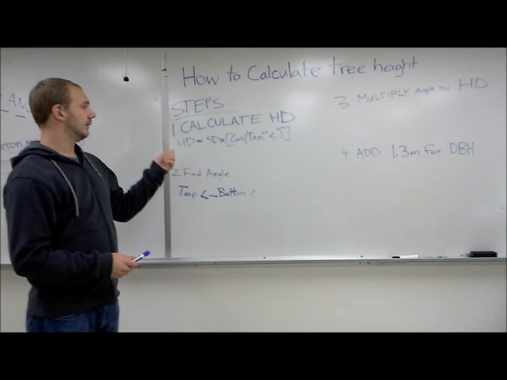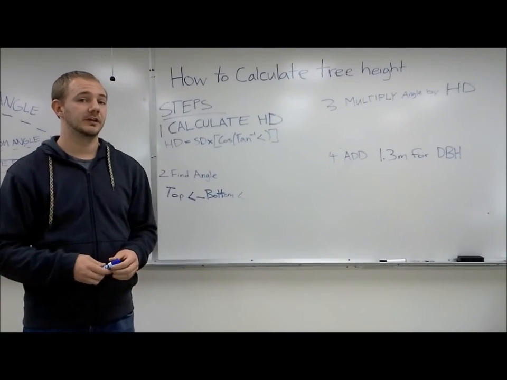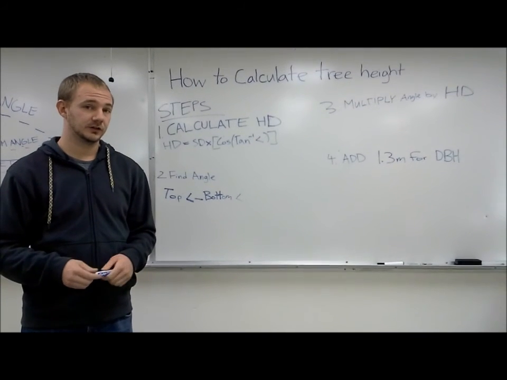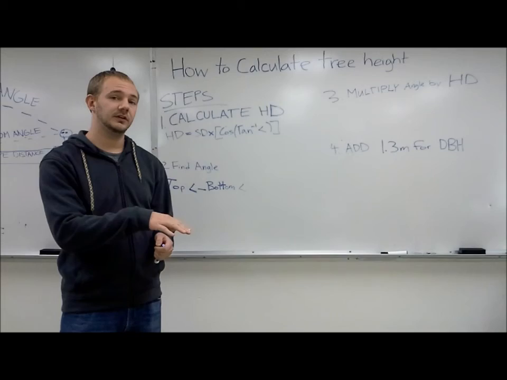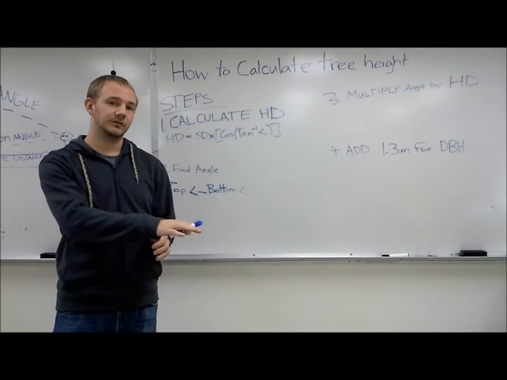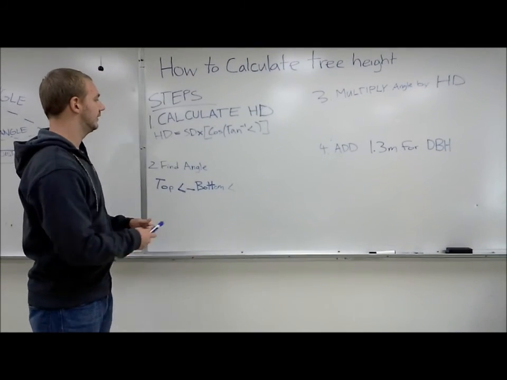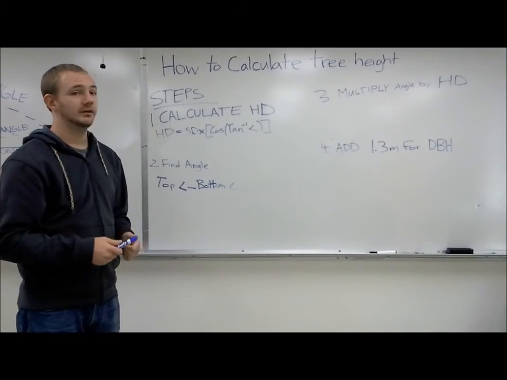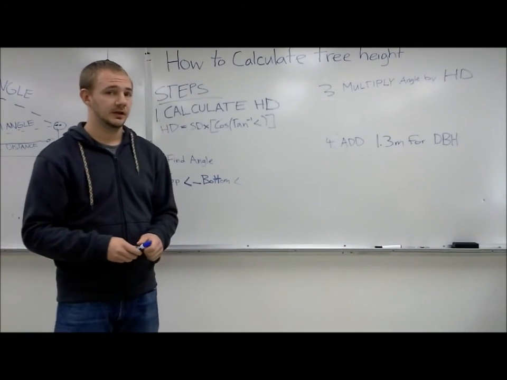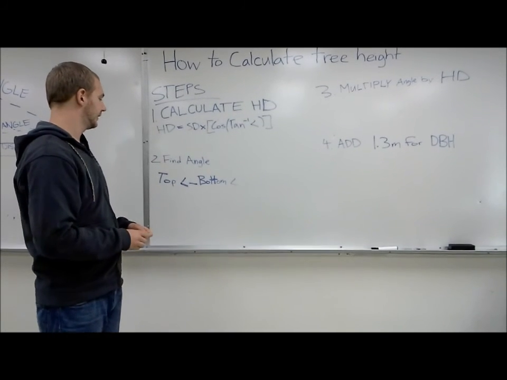First up, we're going to have to calculate the horizontal distance. That's the number we're actually going to need to calculate the tree height. We're converting the slope distance, like an angled distance, to a flat distance, and that's what we're going to need for the tree height. To do that, you take the slope distance, and you times it by the cosine of the tan inverse of that bottom angle, and then that'll give you an HD, and that's what we're going to use from here on out.